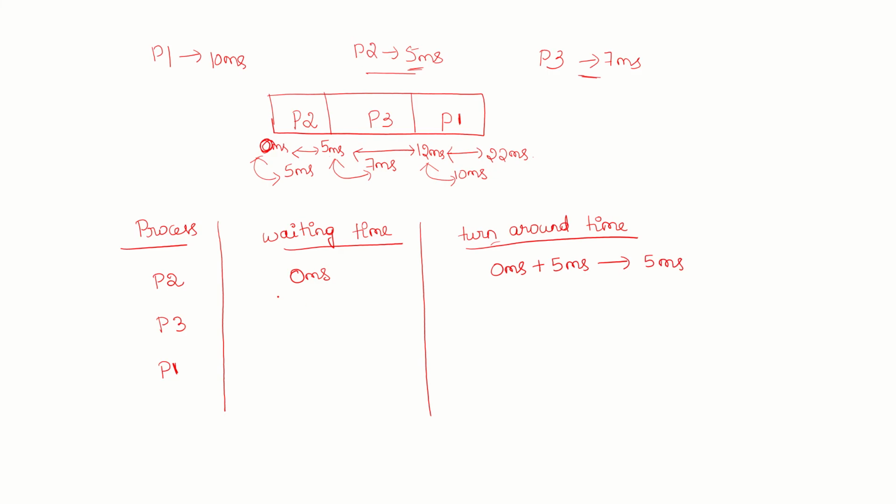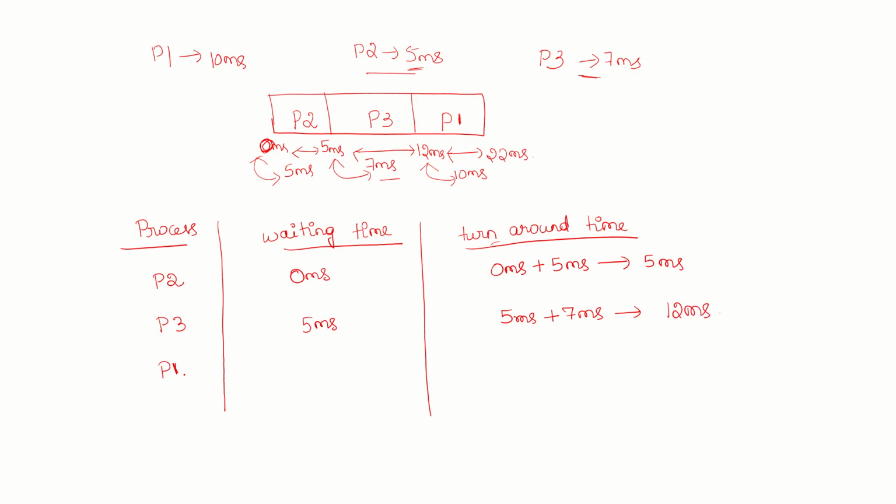Okay. Now next coming for P3, at 5 milliseconds it enters, so we can write here 5 milliseconds is the waiting time for P3. So it is 5 milliseconds plus it takes 7 milliseconds for the execution, so I will write 7 milliseconds over here. It is 12 milliseconds over here.